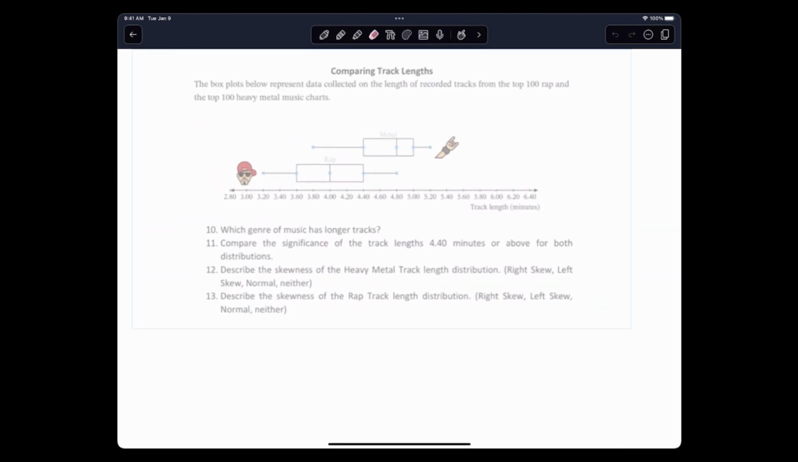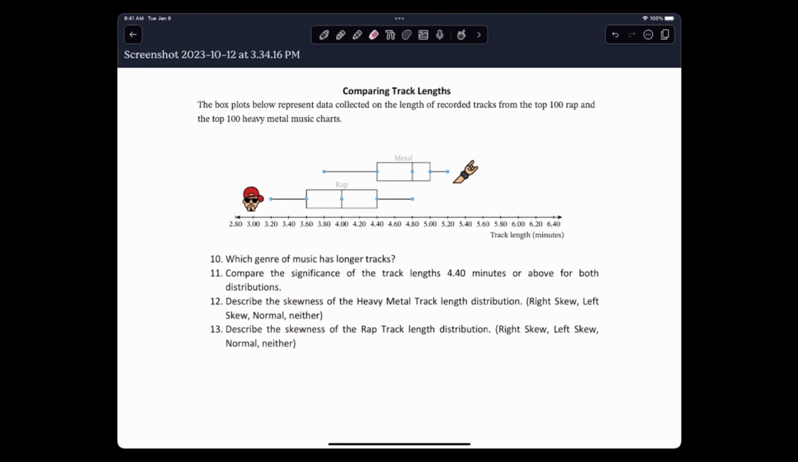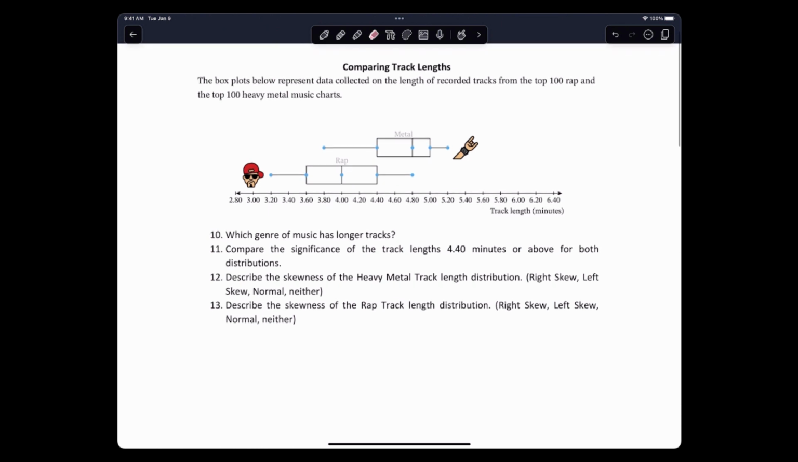Oh, that's what it is. I have to make it bigger. I'm sorry about that. Okay, so there we go. We're going to do it that way.